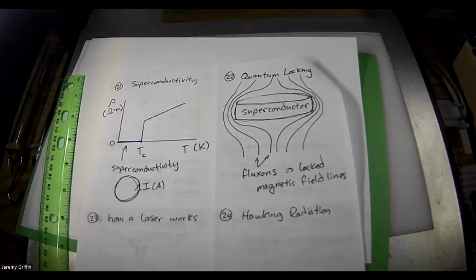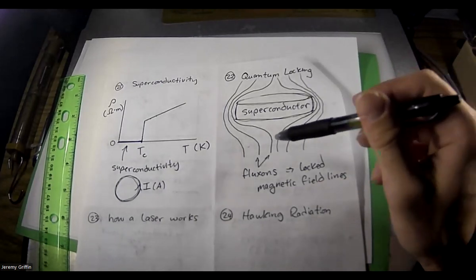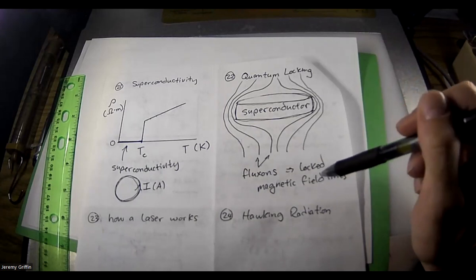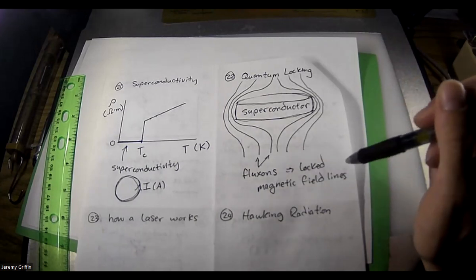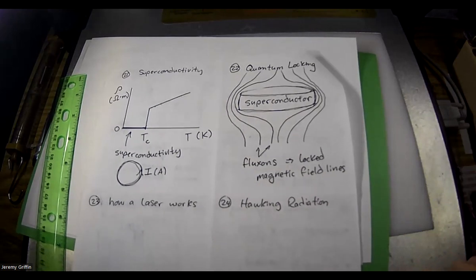All right, switch over here. And here's one fun property of superconductors, right? The fact that they will expel these magnetic field lines. He's calling these fluxons. So these are like quantized magnetic field lines. They feel locked in place, right? They'll be locked in place relative to those field lines.